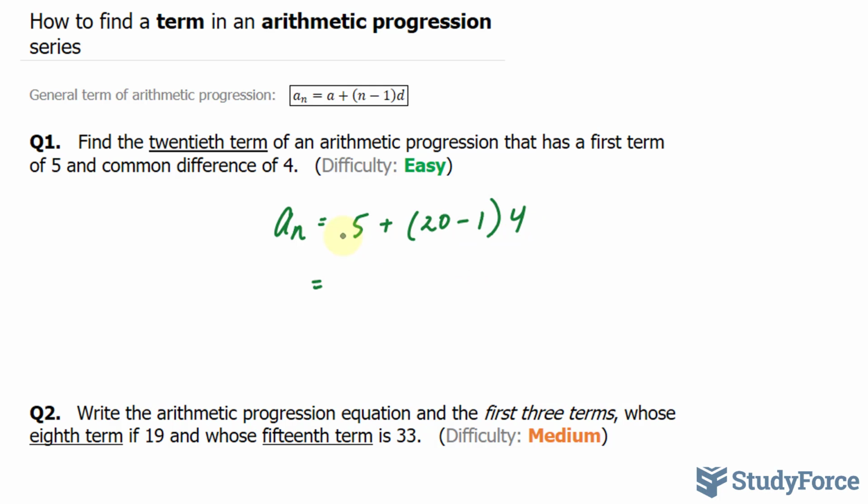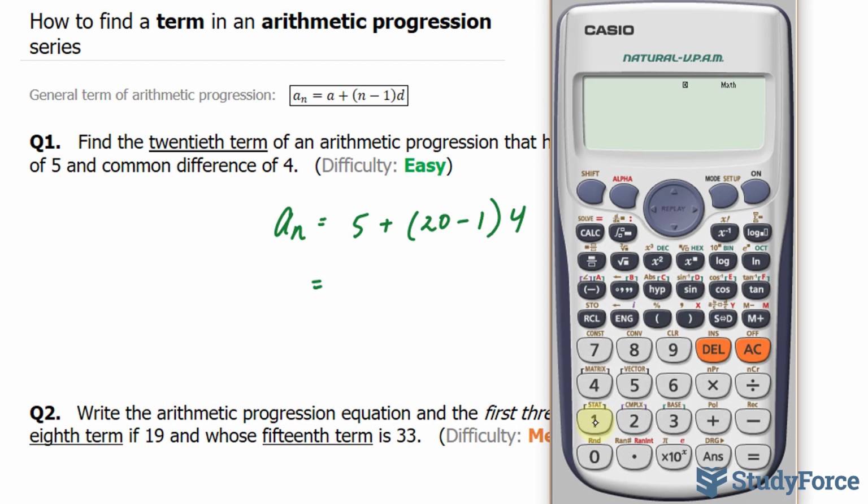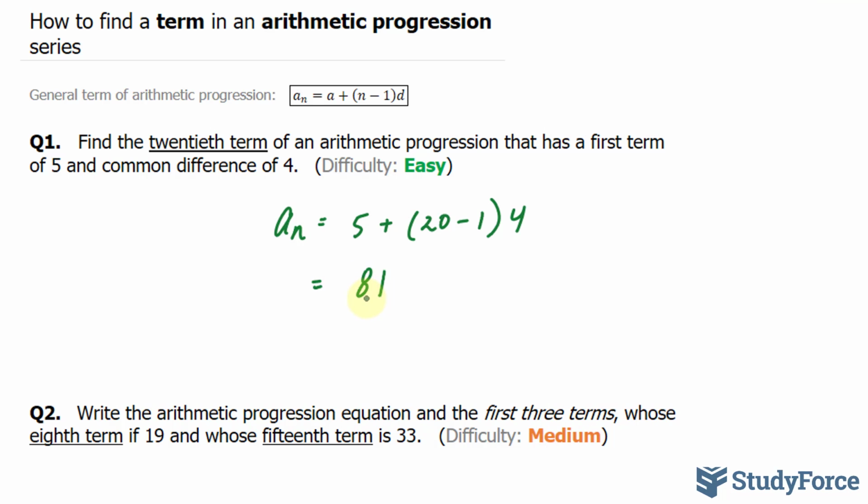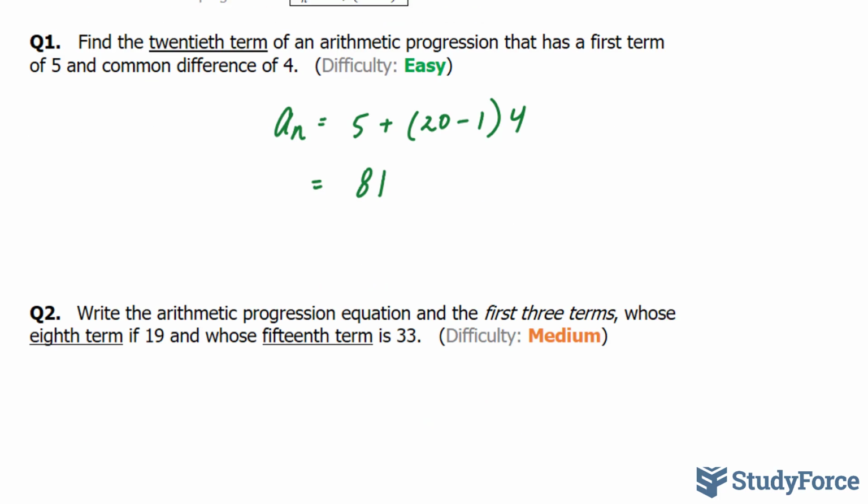We find the product of this and add 5 to it. 19 times 4 plus 5. This gives us 81. Therefore, the 20th term in this arithmetic progression is 81. Let's move on to question 2. Question 2 is a little bit more involved.